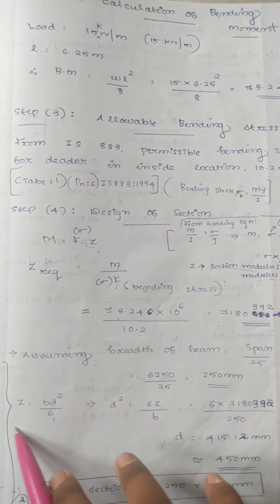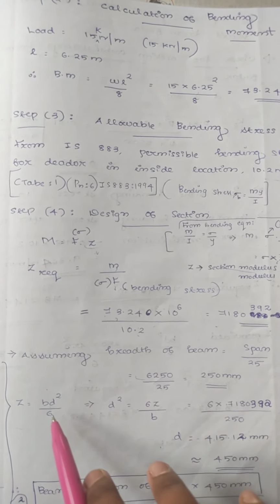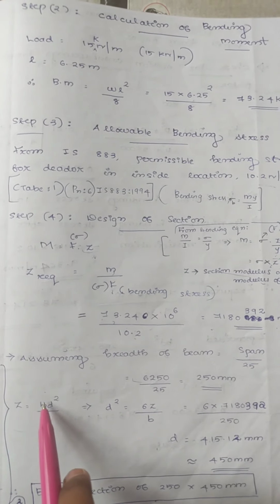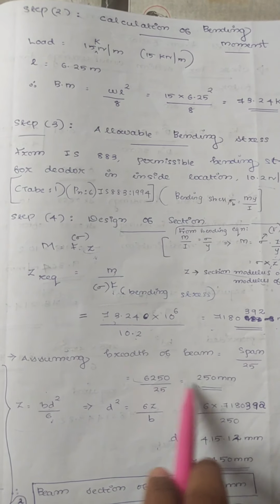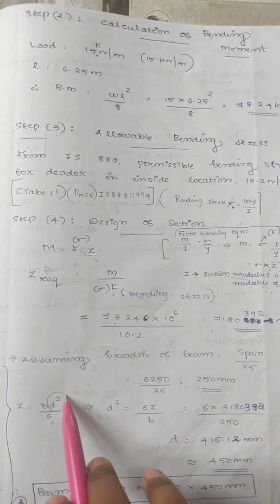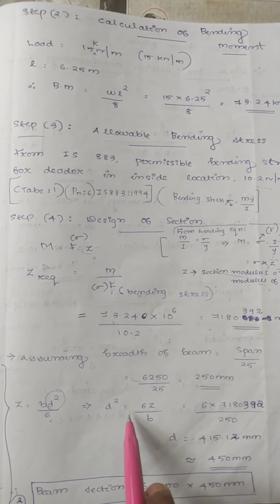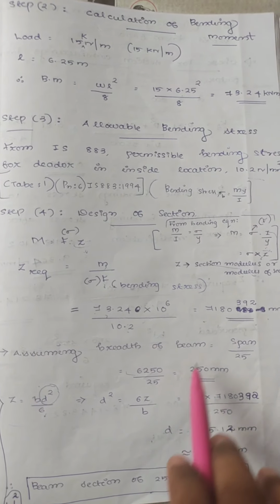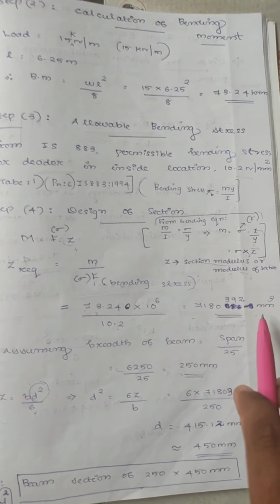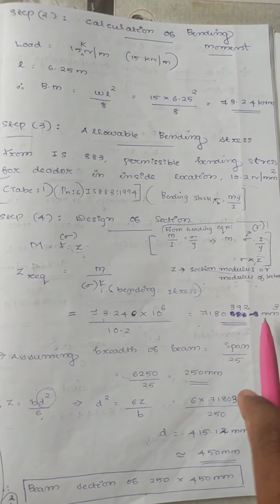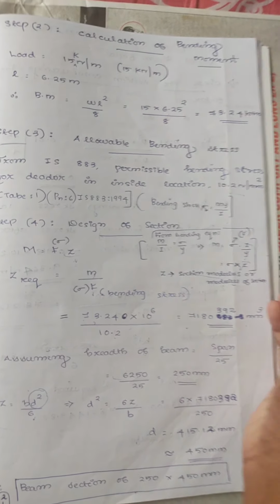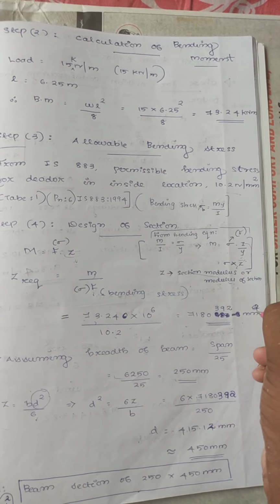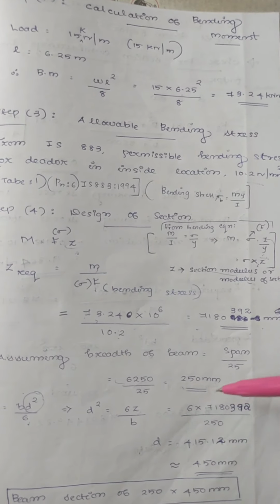From this equation, Z is equal to BD square by 6. We know the value for Z. We have found Z required. Then we know B is equal to 250 mm. Then we can find D, that is D square is equal to 6Z by B. 6 into Z required, which is 7180392 mm raised to 4, and divide by 250.